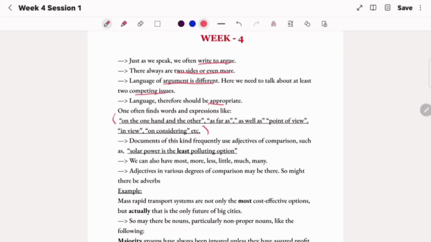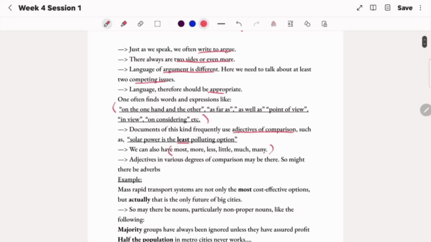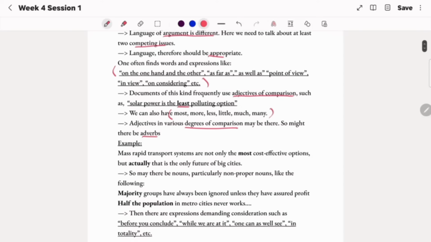Documents of this kind frequently use adjectives of comparison. If you see the example here, solar power is the least polluting option. We can also have words like most, more, less, little, much, many, etc. Various degrees of comparison of adjectives can be seen, and there might also be adverbs. In the example here, words such as most and actually are used.